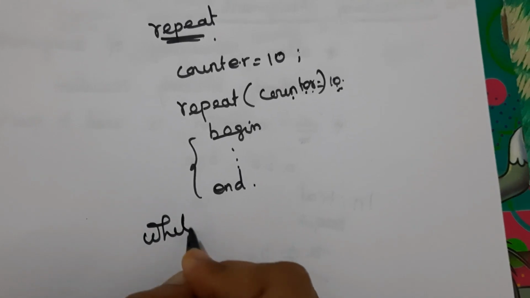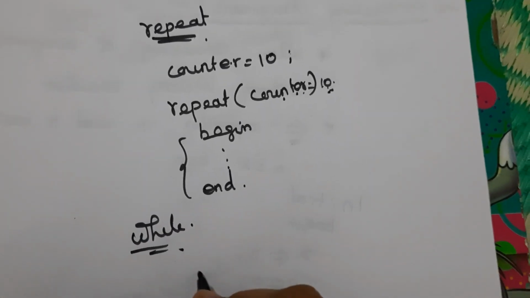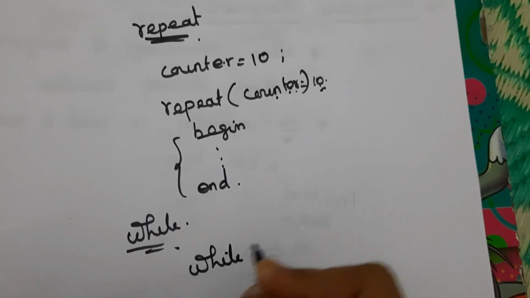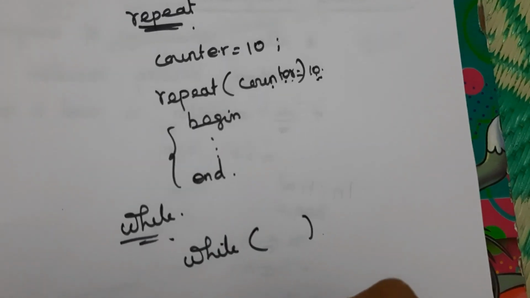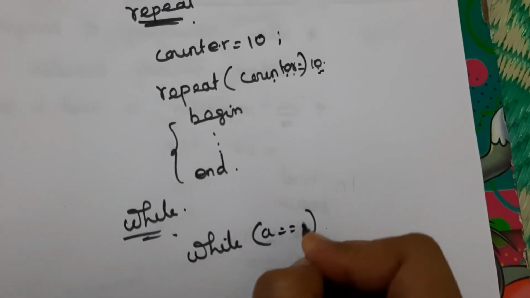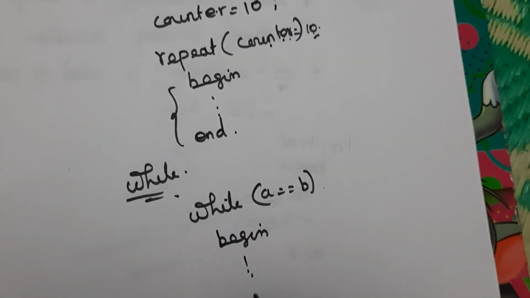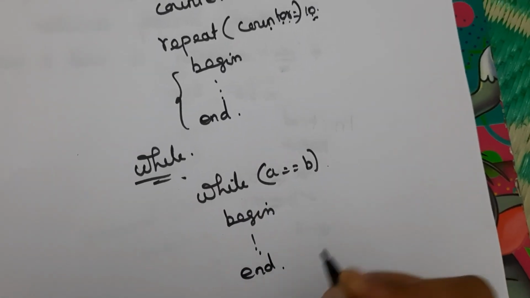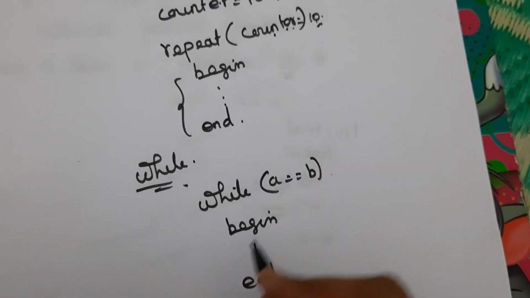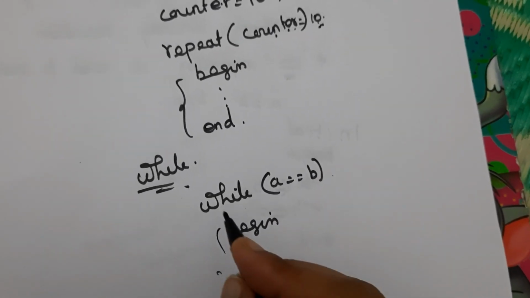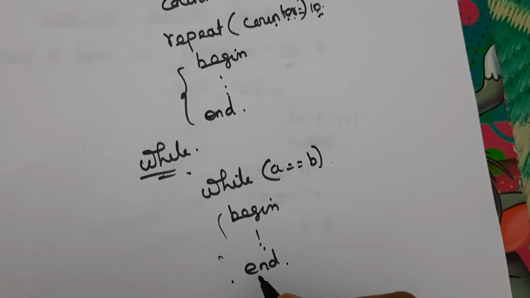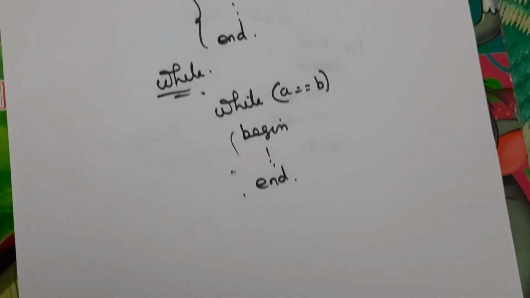Next one is forever. It keeps running until the simulation ends. Similarly, the while conditional statement: while begin, A is equal to B or something, we just begin this and give the function of the circuit and end. So when this condition is satisfied, this block operates, otherwise we just skip this block. So this is a while statement.